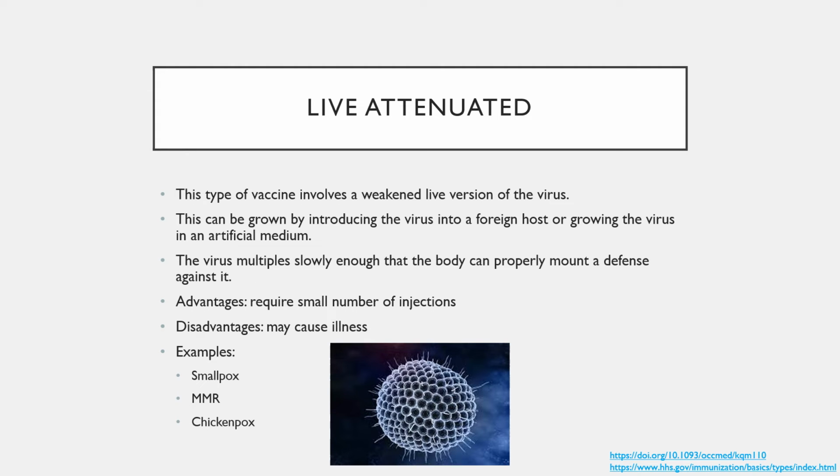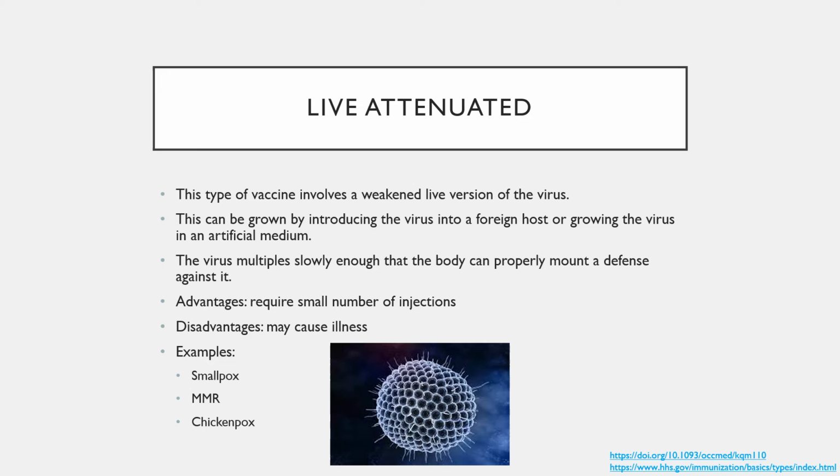The last type of vaccine to be discussed is the live attenuated vaccine. This type of vaccine involves a weakened live version of the virus. We can grow this in a foreign host as well as in artificial mediums. And because of how we grow it, the virus itself multiplies slow enough that it gives the body a good amount of time to develop a proper response. And once this response is created, it's able to be repeated when we actually get infected.